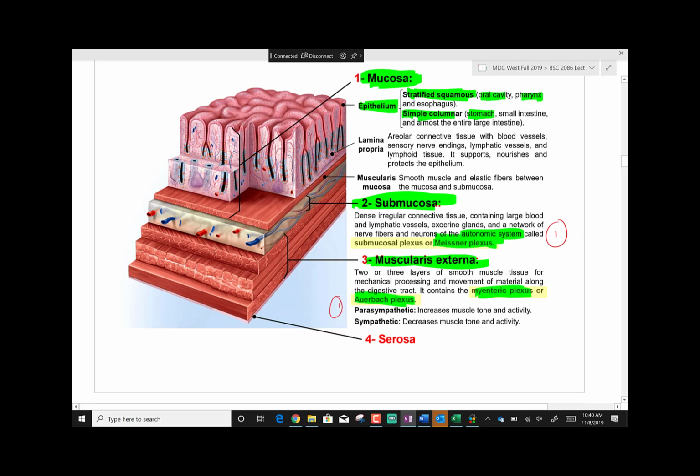So 1 and 2 right here on the bottom. So it's going to be regulated by parasympathetic and sympathetic. Remember, your autonomic nervous system is divided into what? Sympathetic and parasympathetic. When you are in parasympathetic, it means what? You rest or digest. That means you are digesting the food. That process will increase. You have elevated peristalsis.